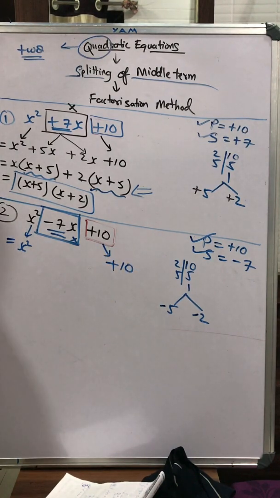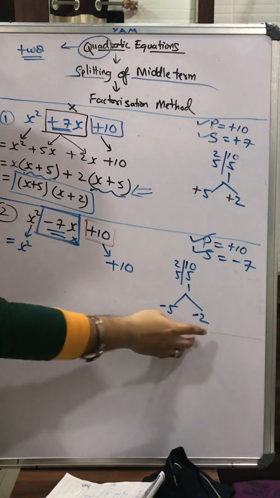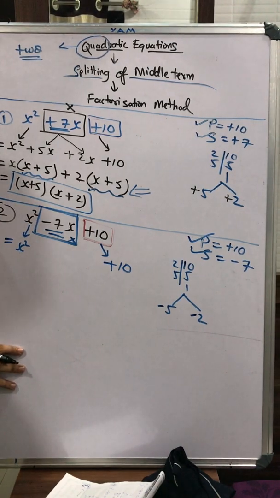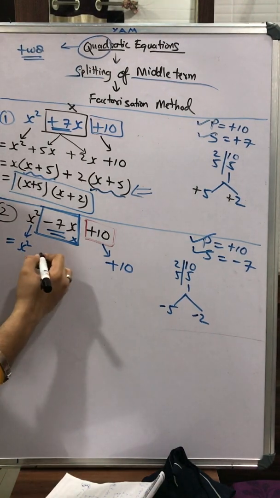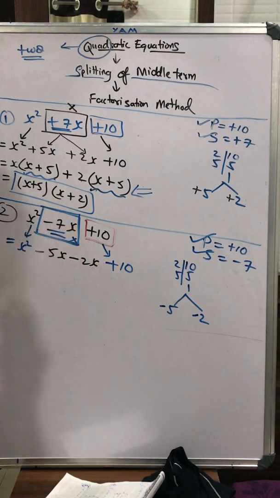I'm splitting up the middle term. So at the place of minus 7x, I'll write minus 5x and minus 2x. Minus 5x and minus 2x, at the place of this middle term.